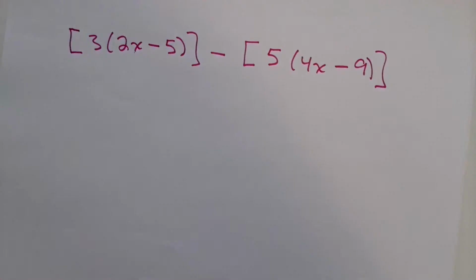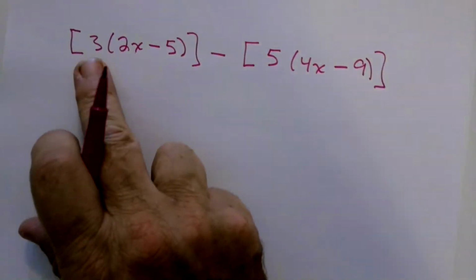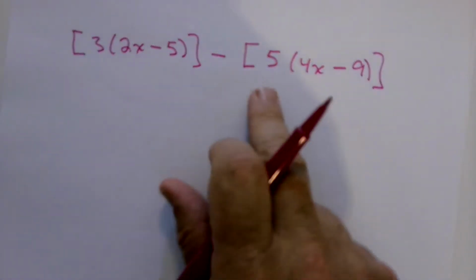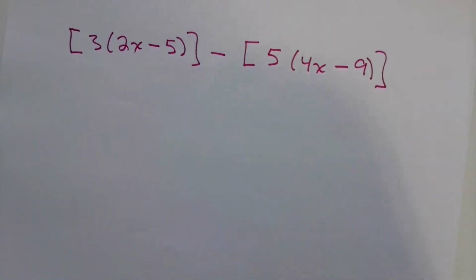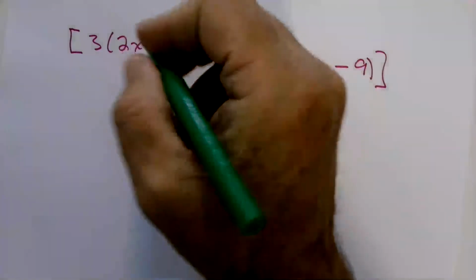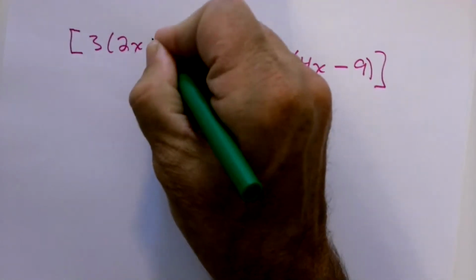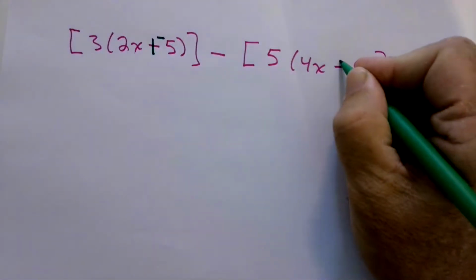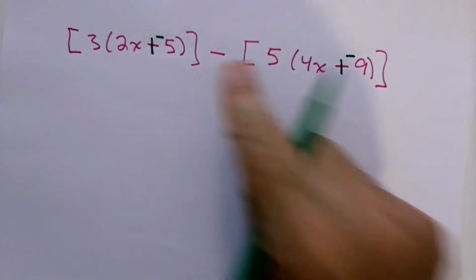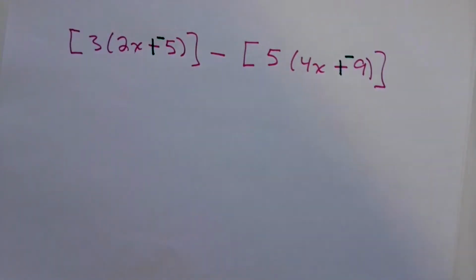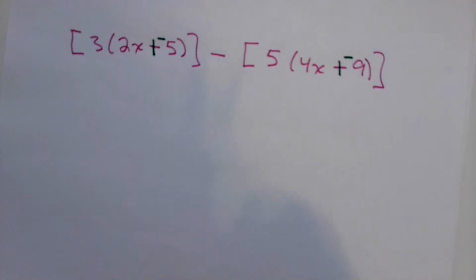Our first question is 3 times (2x minus 5) minus (4x minus 9). I like to change the minus signs to plus negative. So I'll make that plus negative here, and I will make that plus negative here. Eventually, I'm going to change that one in the middle to plus negative. But first, I'm going to go ahead and simplify what is in the brackets.